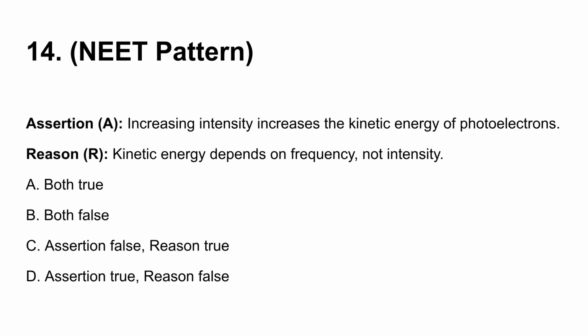Assertion reason type question 14. Assertion A says increasing intensity increases the kinetic energy of photoelectrons. Reason R says kinetic energy depends on frequency, not intensity. Choose the option describing if both are true or false.